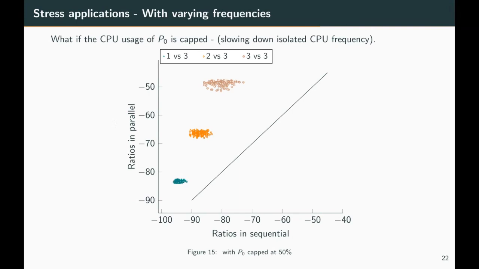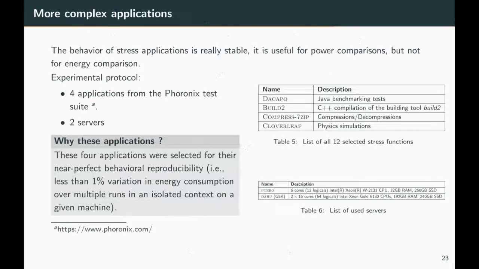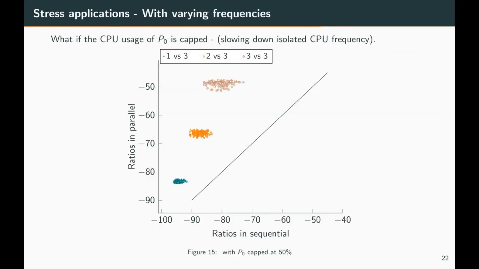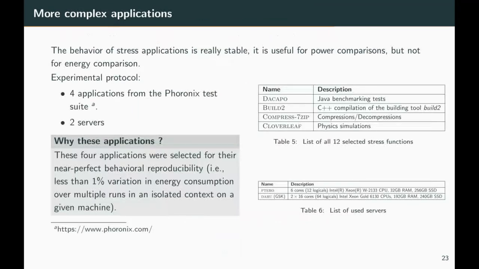So here the experiments were presented with stress applications. You can say that stress applications are not real-world applications. We want to see how those models behave with real-world applications. So we took 4 softwares. Here is the description of the software. We chose them from a test suite called Phoronix, a benchmarking test suite.